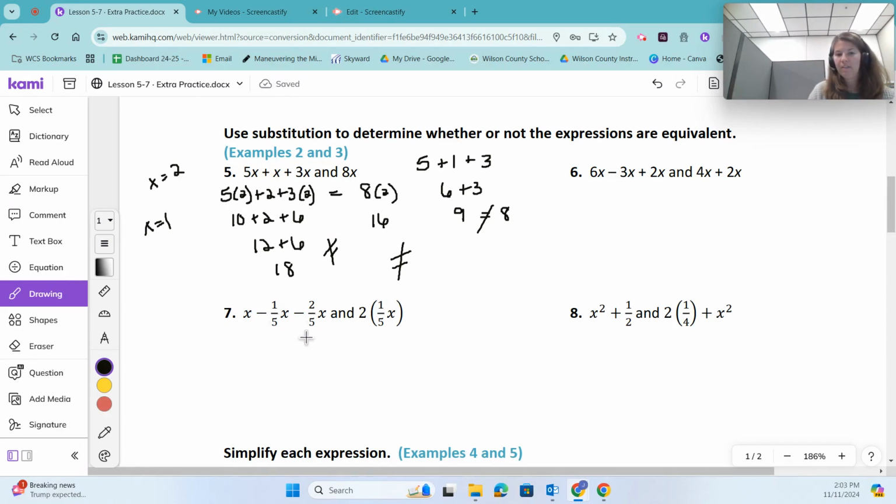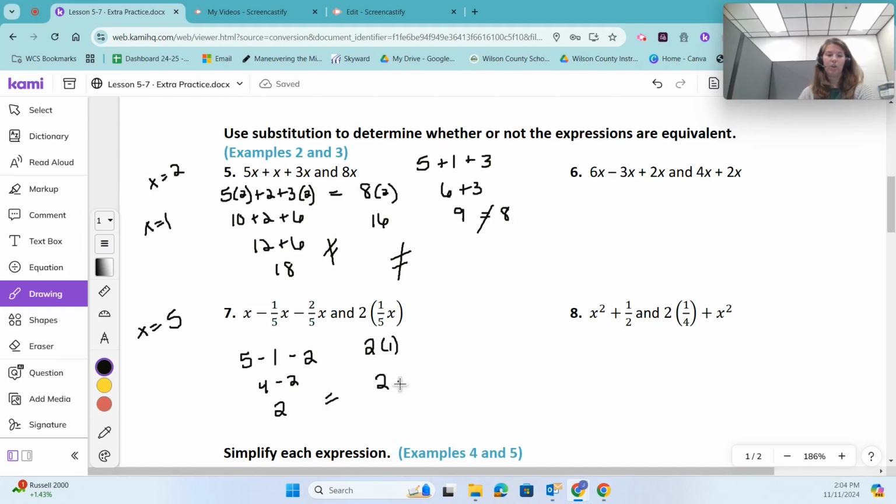Let's do the same thing here for this one. My denominator here is 5, so I'm going to pick x equals 5 because that's going to be a lot easier for me to work with. We have 5 minus, and then 1/5 times 5 gives me -1, and -2/5 times 5 gives me -2. So 5 minus 1 is 4, minus 2 is 2. This one, I'm going to have 2 times 1/5 times 5. 1/5 times 5 is 1, so 2 times 1 is 2.